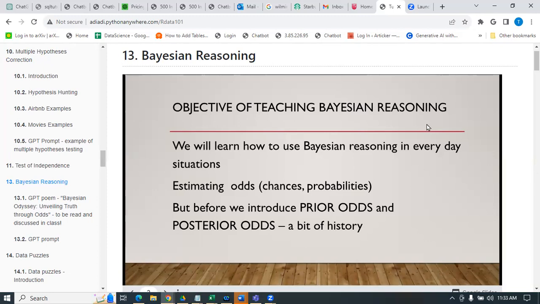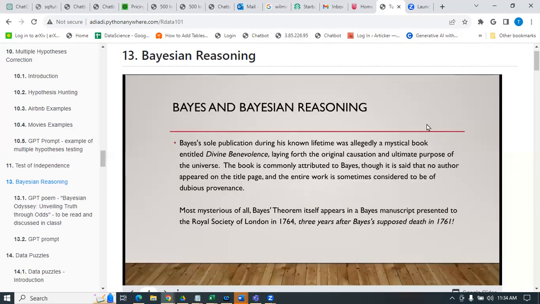Therefore, it's very important to distinguish between so-called prior odds and posterior odds. Prior odds are a priori belief in what you're afraid of, let's say that you're sick. And posterior odds are odds after you learn results of a test. So before we delve into this, let's go to Bayesian reasoning and Bayes' theorem.